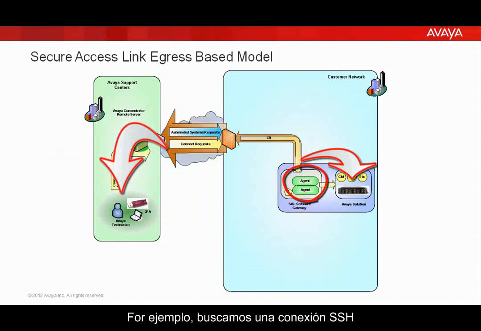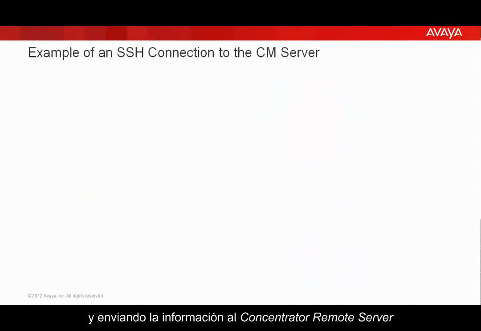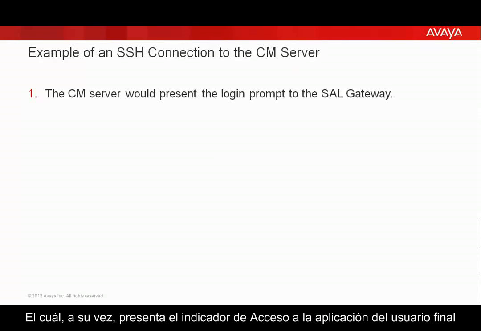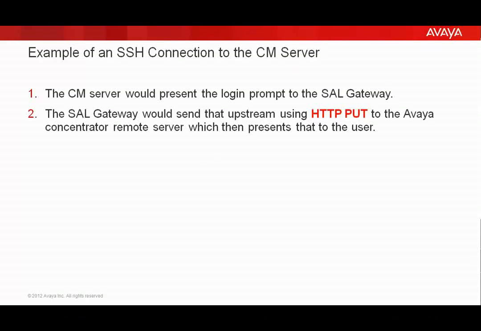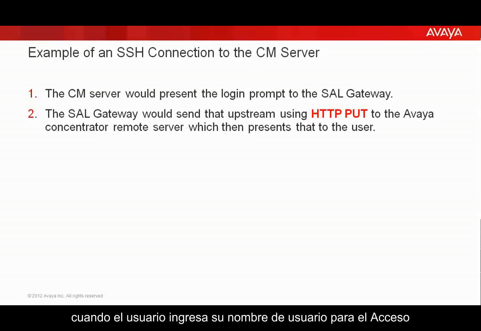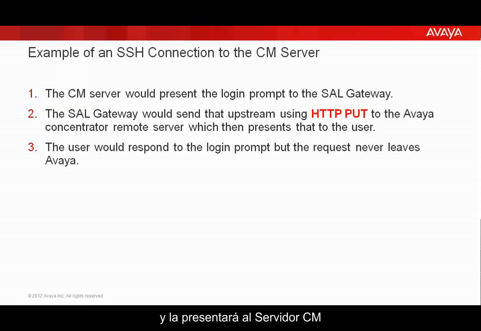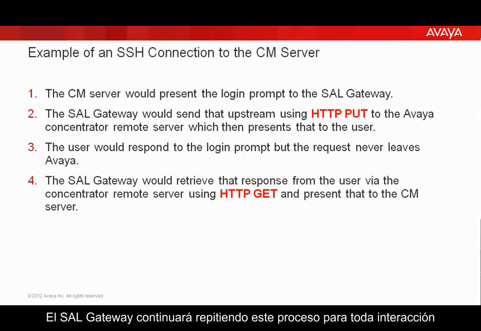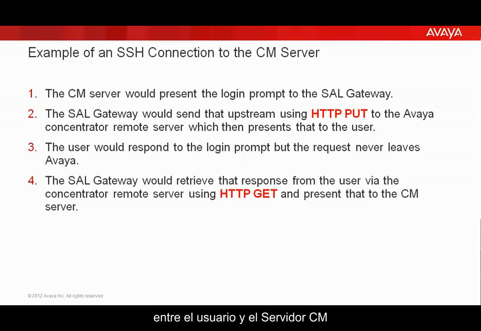For example, if this were an SSH connection, when the CM server presented the login prompt to the SAL gateway, the gateway using HTTP PUT would send that information upstream to the concentrator remote server, which then in turn would present that login prompt to the end user's application, their PuTTY window for example. Similarly, when the user enters a username for the login prompt, that request never leaves Avaya. Rather, the gateway, now using HTTP GET, will retrieve that information from the concentrator remote server and then present that to the CM server. As the session moves on, the SAL gateway will continue to repeat this process for all interaction occurring between the user and the CM server, fulfilling each and every request.